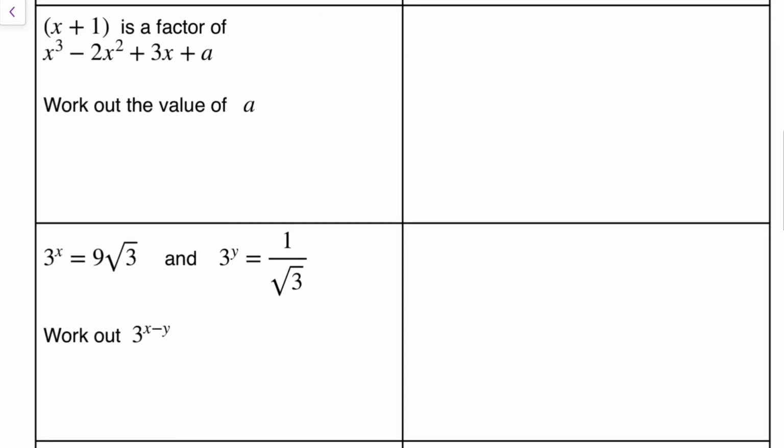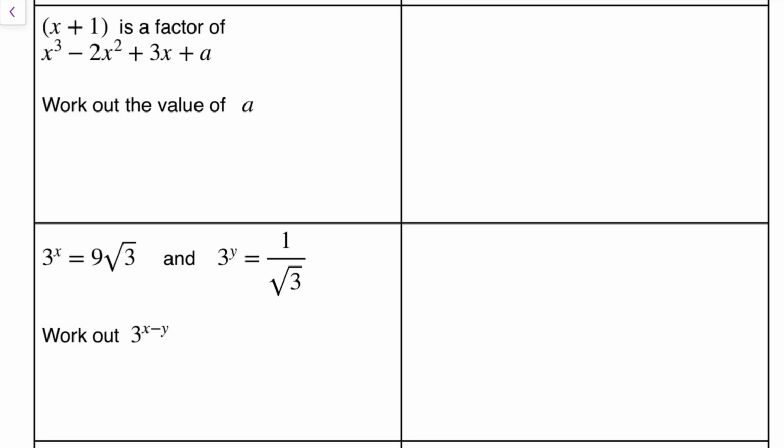Next question. Okay, so the next question is x plus 1 is a factor of this, work out a. Now, it doesn't say explain your answer, so we can just do it. So if x plus 1 is a factor, that means f of minus 1 is equal to 0, where I'm saying that's equal to f of x. So let's do the maths.